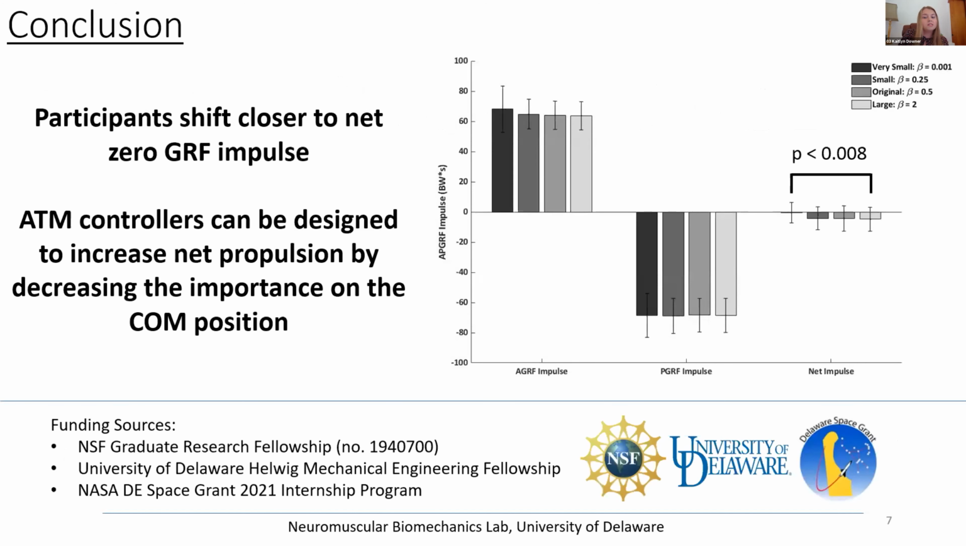In this study, participants shifted closer to a net 0 ground reaction force impulse as the weight on beta was reduced. These results suggest that the significant difference in net impulse may be due to the decrease of weight on the center of mass position. From this, adaptive treadmill controllers can be designed to increase net propulsion by decreasing the importance of the center of mass position. Thank you, and I look forward to answering any questions that you may have.